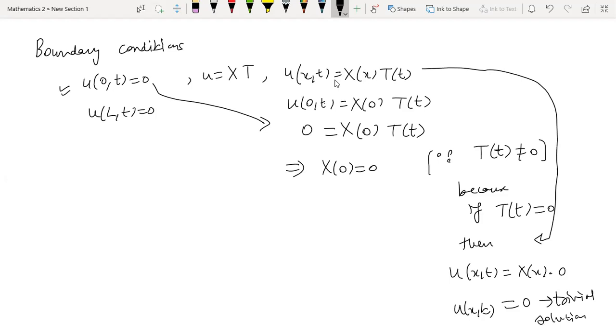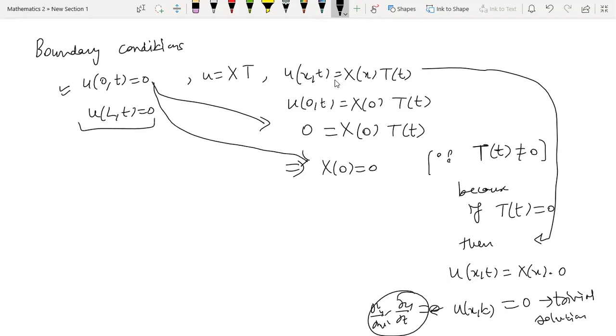If nothing is changing, then there is no point of writing the differential equation for it, right? Everything is just constant equal to 0. So that means there is no point of talking about del u by del t and del 2u by del x square. All these are also going to be 0. So we are just ignoring the trivial solution. Due to this reason, this capital T has to be non-zero. Therefore, from this I get X(0) is equal to 0. So the first boundary condition translated to this in terms of x.